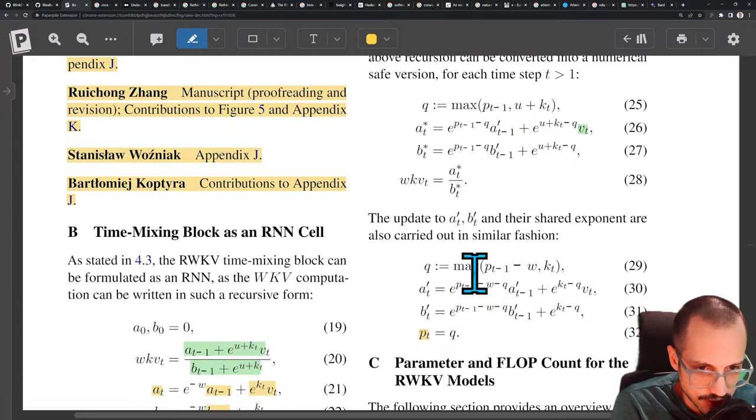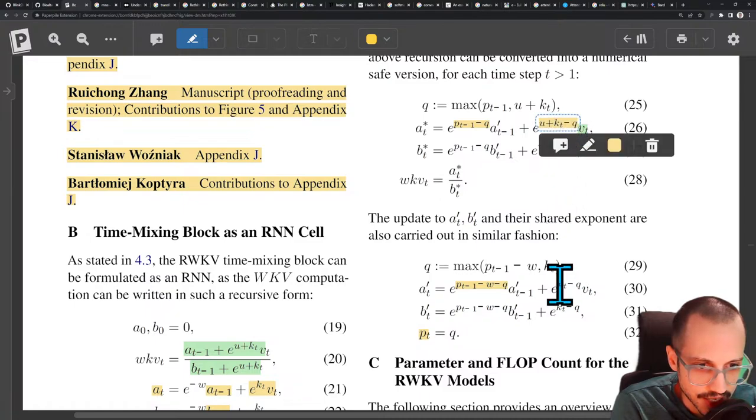Shared exponents are carried out in a similar fashion. So Q is the max of PT minus 1 minus W and KT. And then A prime and B prime. So I'm looking at this here, PT minus 1 minus Q, and then here it's PT minus 1 minus W minus Q. Here you have U plus KT minus Q, and then here you have KT minus Q. What?